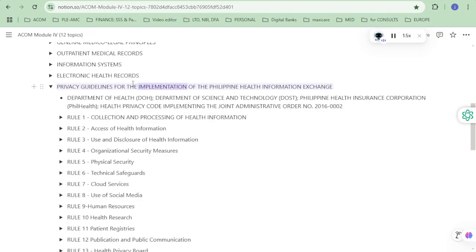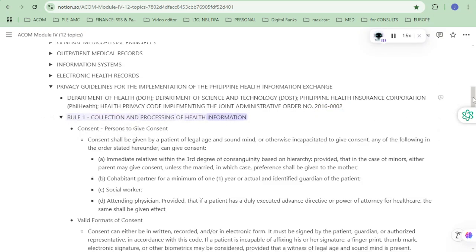Privacy guidelines for the implementation of the Philippine Health Information Exchange. Department of Health, DOH, Department of Science and Technology, DOST, Philippine Health Insurance Corporation, PhilHealth, Health Privacy Code implementing the Joint Administrative Order No. 2016-0002. Rule 1, Collection and Processing of Health Information.